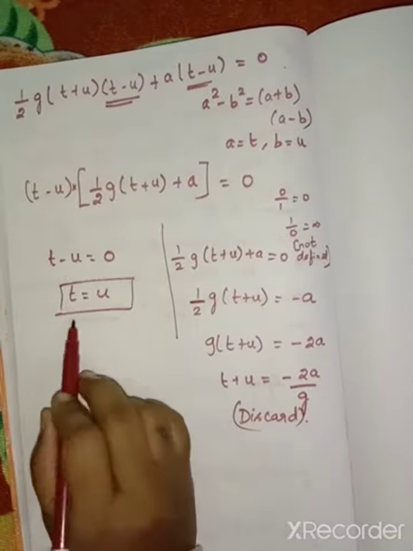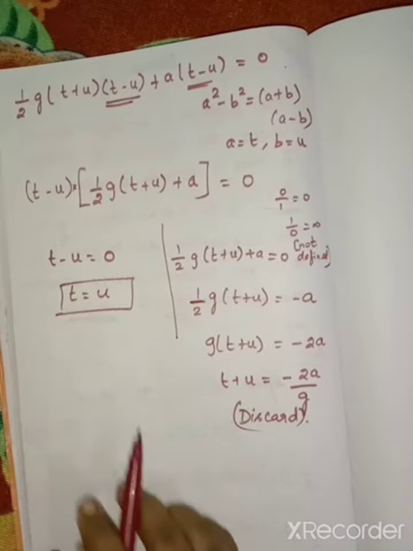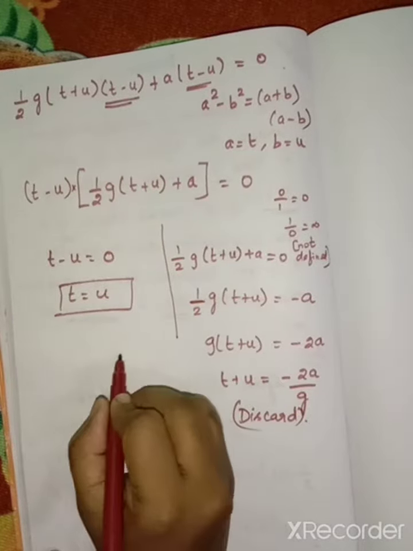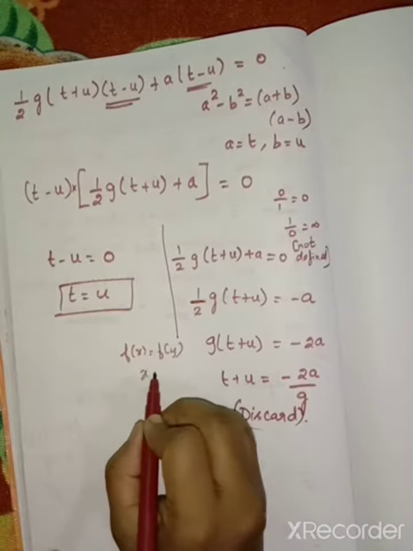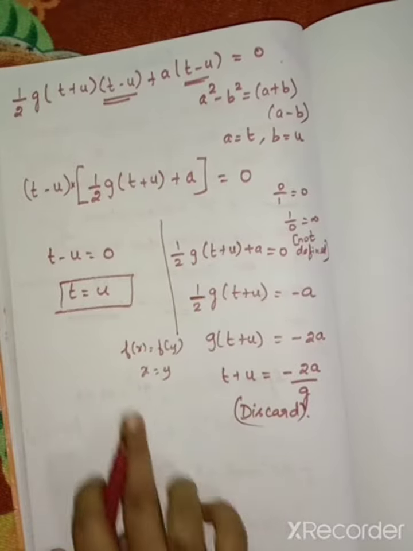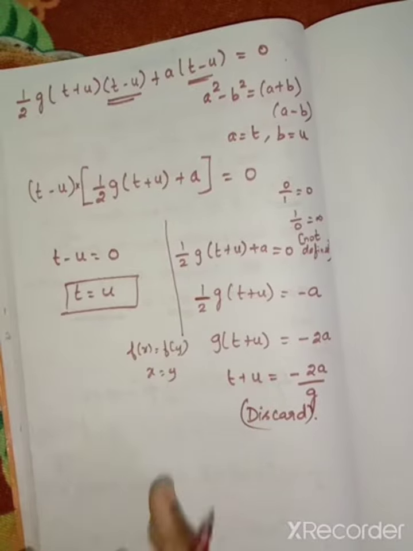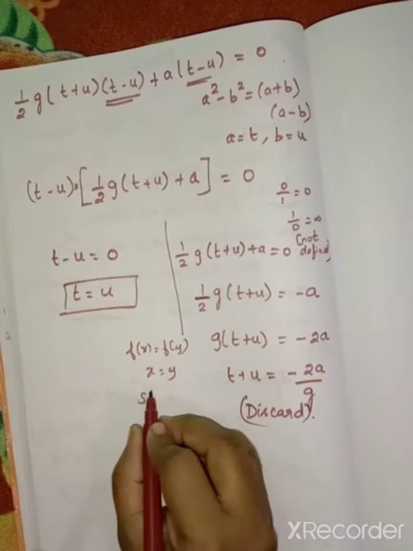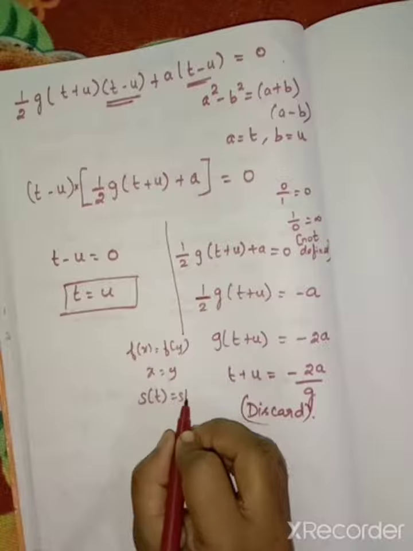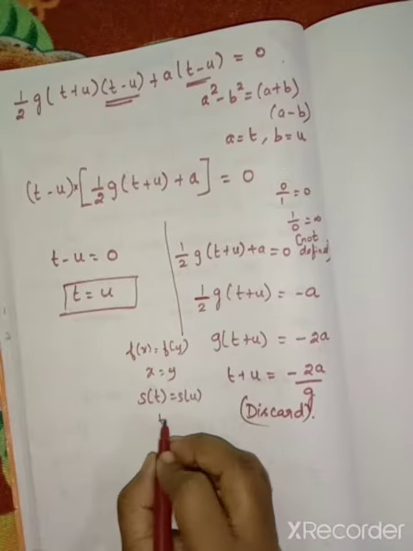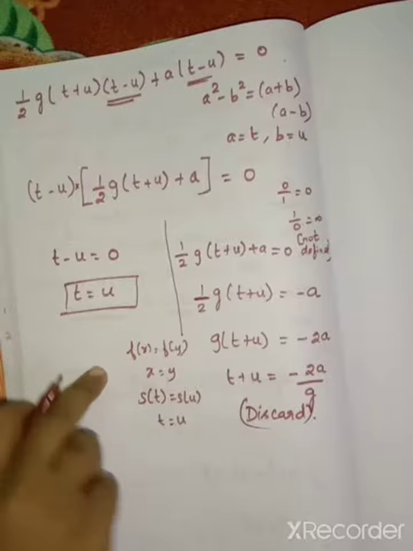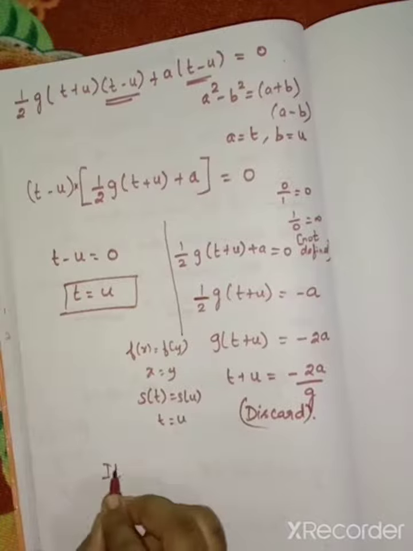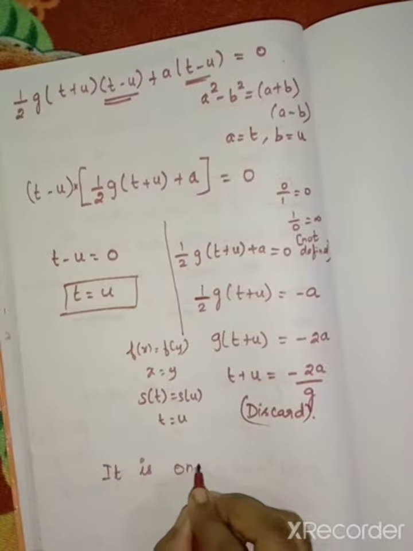So we can take t equal to u. Already I have said, f of x equal to f of y, if we assume that, and it gives x equal to y, then it is a 1-to-1 function. Likewise here we can take s of t equal to s of u. So we solve and get t equal to u. Here we can solve, so it is a 1-to-1 function.